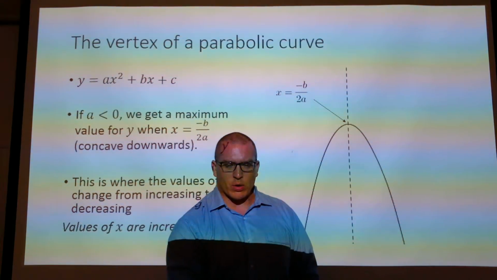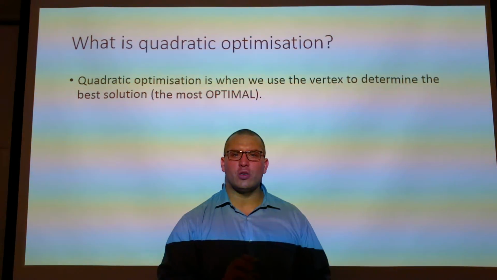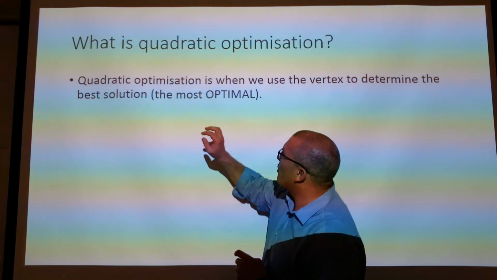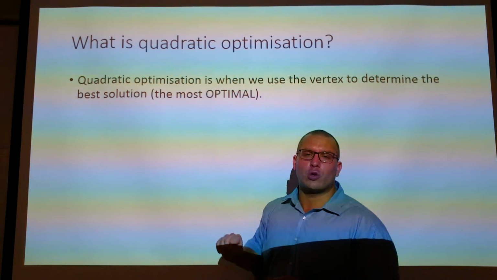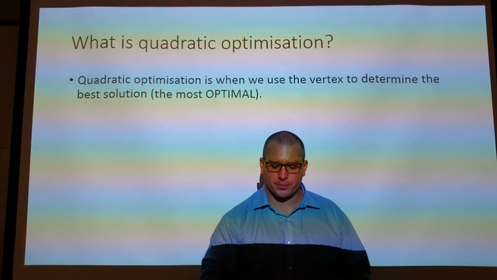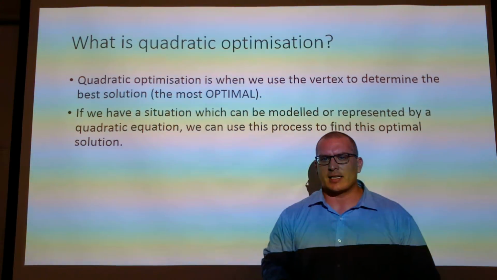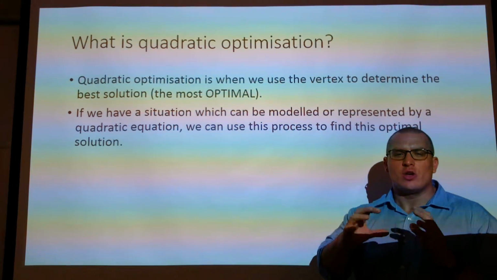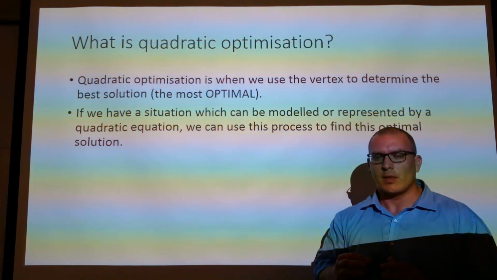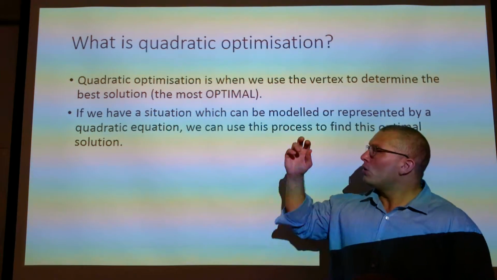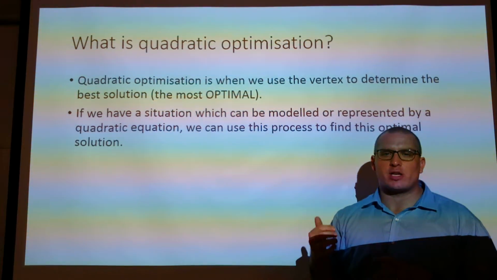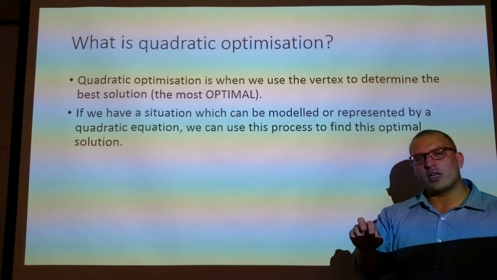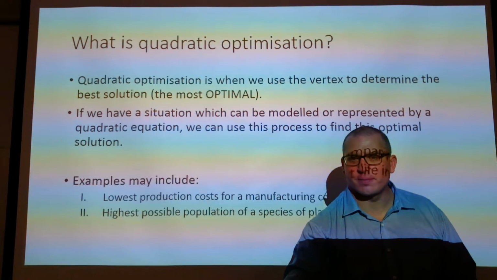So what we want to do is use the information from the vertex to determine the best solution or the most optimal solution for a particular problem. So what we have to ask is, is there some sort of situation which we can describe somehow using a quadratic equation? If we can represent or model some sort of situation by this equation, we can find the most optimal solution by looking at what the vertex tells us.